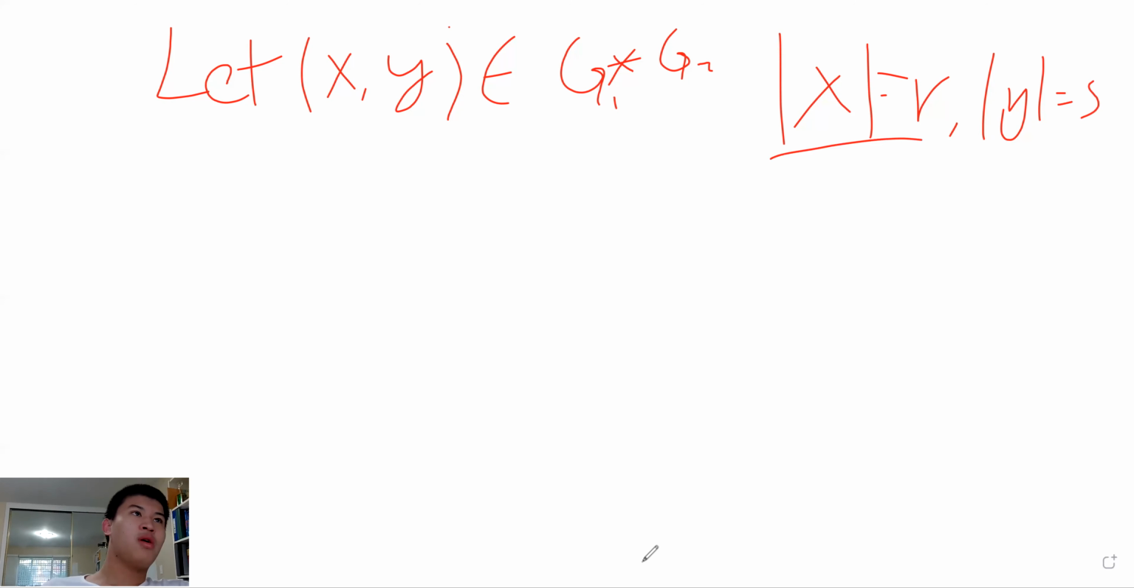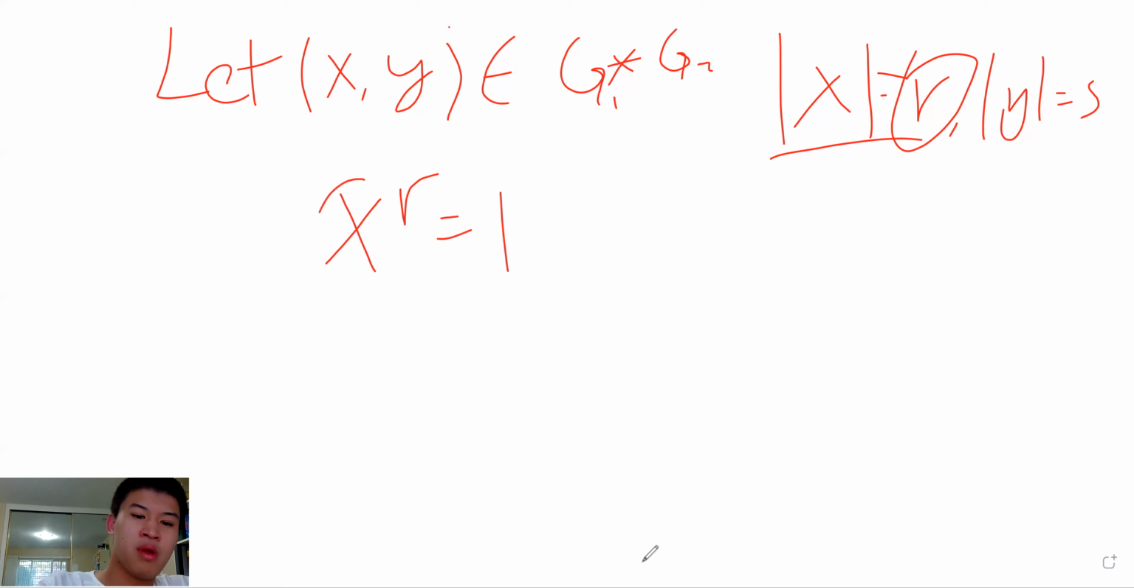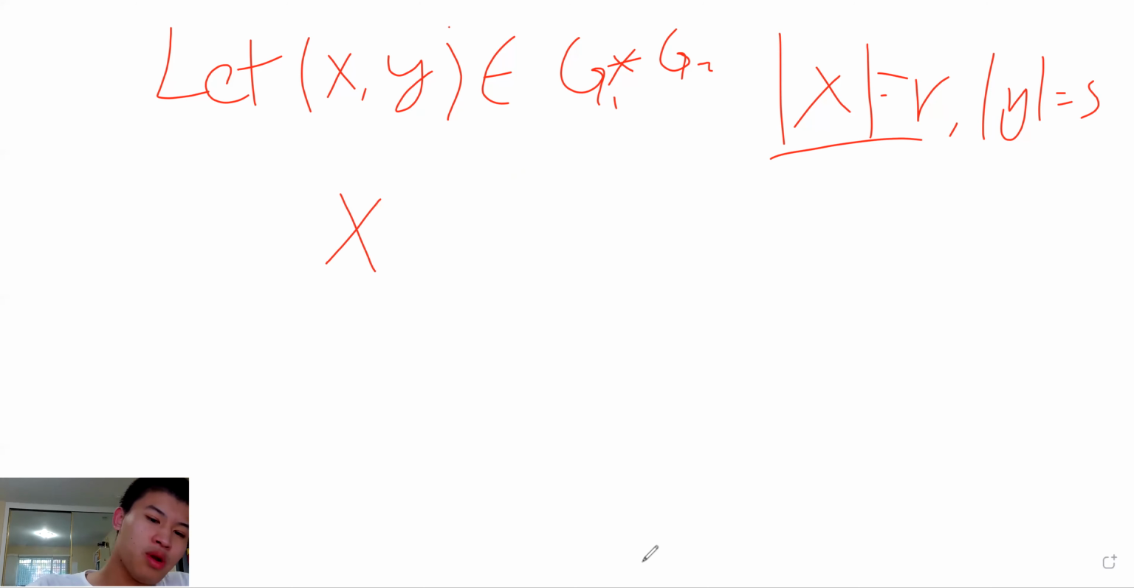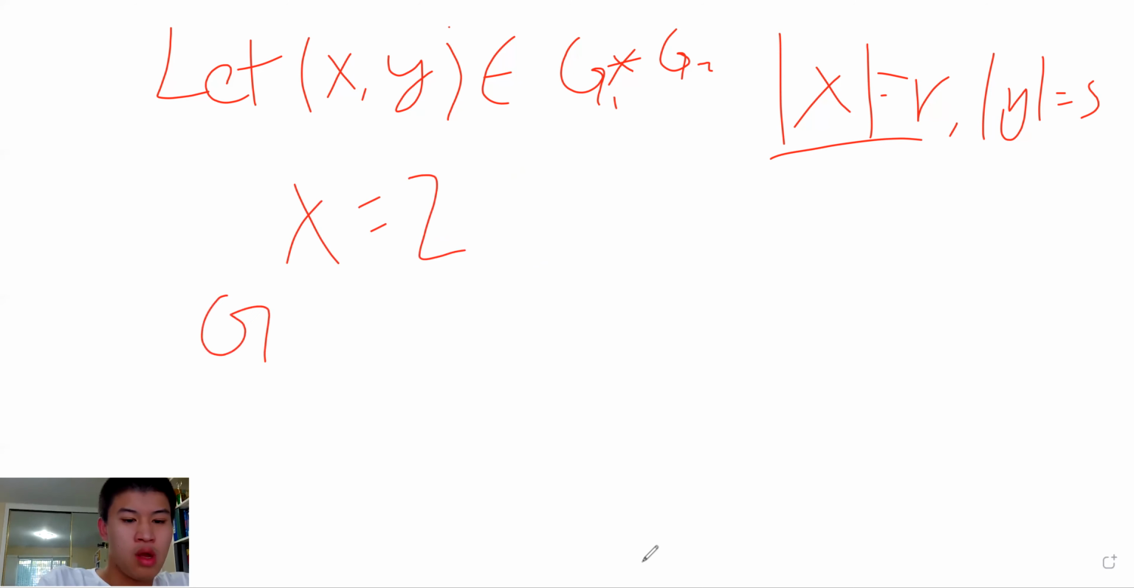What does it mean to be the order of an element? The order of an element is the smallest R such that X to the power of R is equal to 1, which means when we repeatedly apply it to itself, it will eventually reach 1, the identity element. For example, let's let X be equal to 2 and our group equal to the integers mod 6.